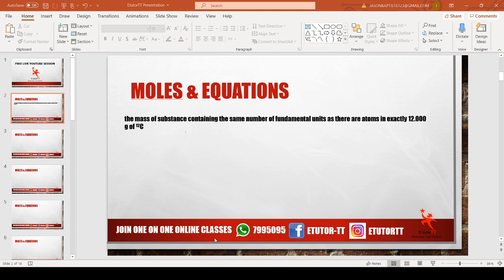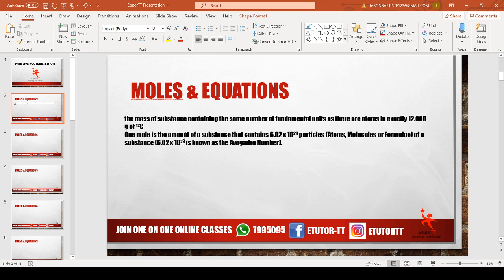So what we want to move on to: the mole is the unit representing this amount of atoms, ions, or molecules. 1 mole is the amount of a substance that contains 6.02 by 10 to the 23rd particles, atoms, molecules, or formulae of a substance, which is also known as Avogadro's number. I'll put that up for you to take a definition note of that. So that's what Avogadro's number is. Right? Cool.